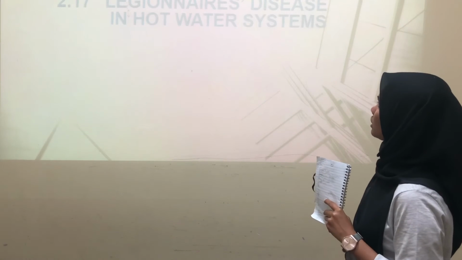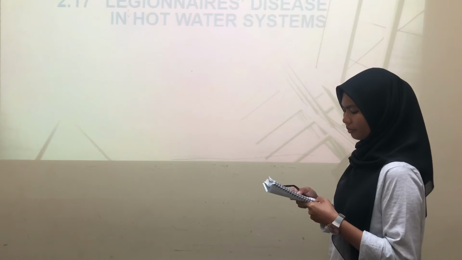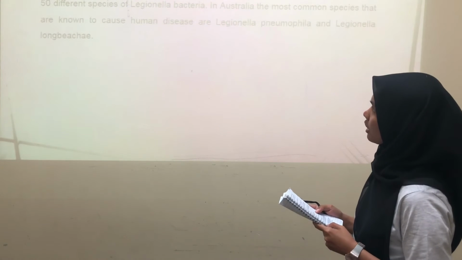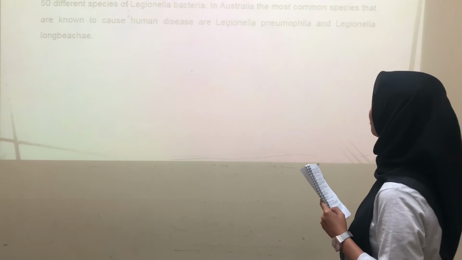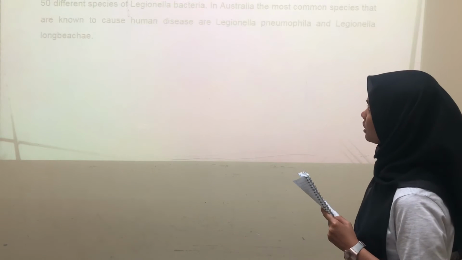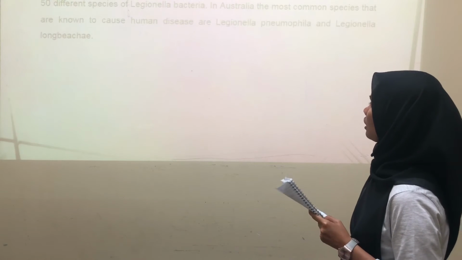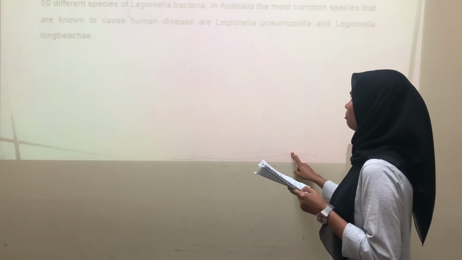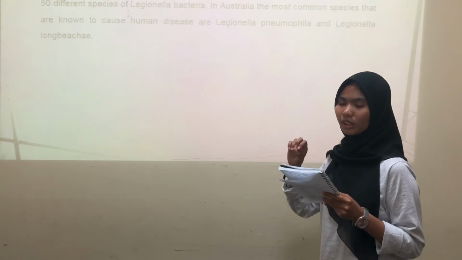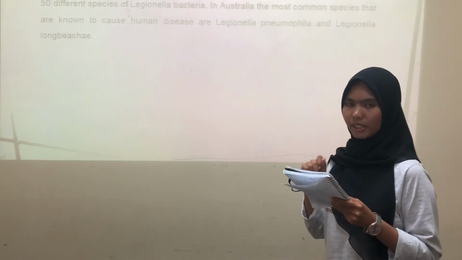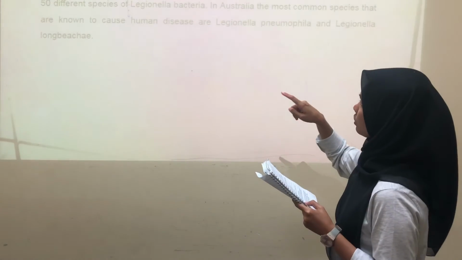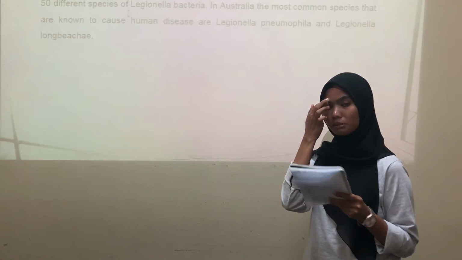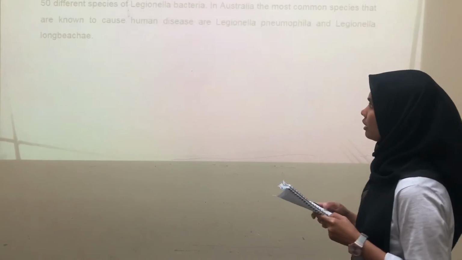Okay. 2.17 Legionnaires disease in hot water system. Legionella are a type of bacteria, some of which can cause disease. There are over 50 different species of Legionella bacteria. Okay, Legionella ni dia type bacteria, and daripada dia tu ada yang boleh menyebabkan penyakit. Dia ada lebih daripada 50 spesies bacteria yang berlainan. Okay, next.